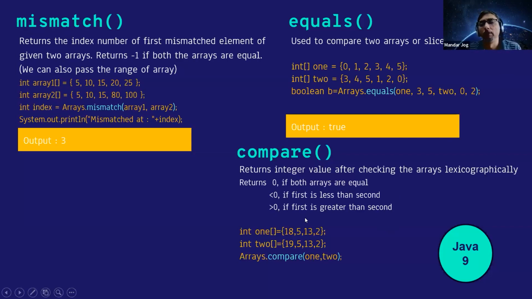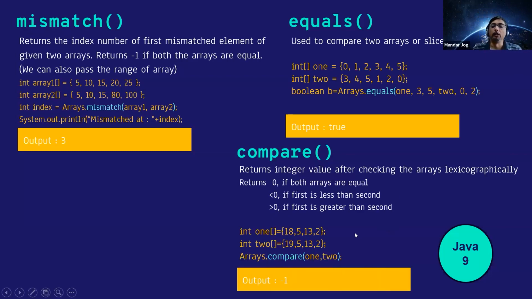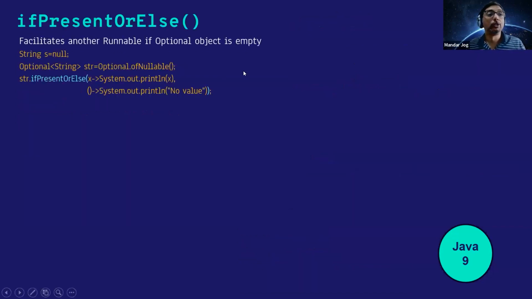And this is the compare method. This is the thing that we want to do. You can see 5, 13 and 2 and 5, 13 and 2 are equal, then 18 and 19, and you will see that the output is -1. So this is something that it checks with the lexicographical thing. You can try it with maybe a character kind of array, and you will come to know more about what lexicographical is.